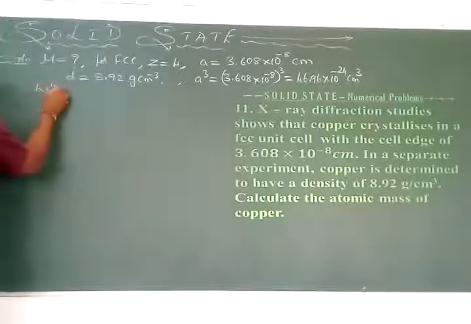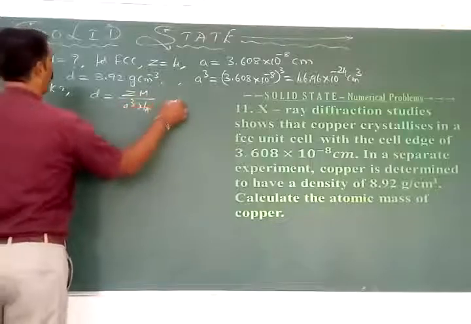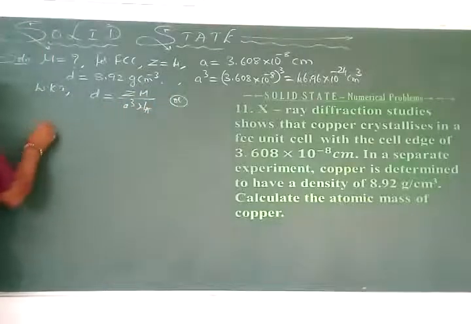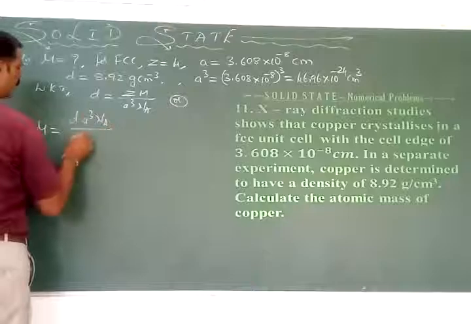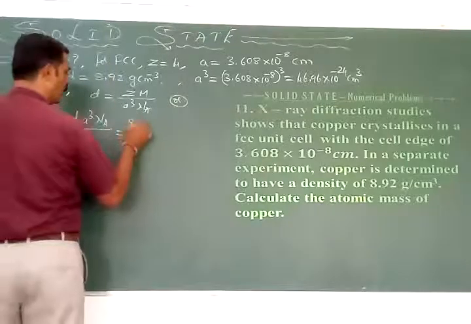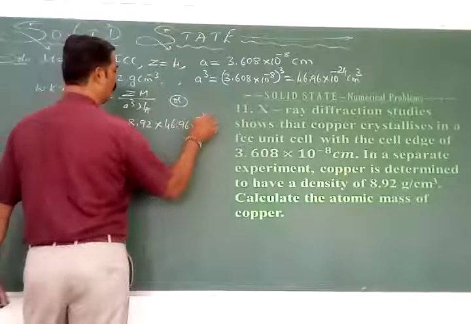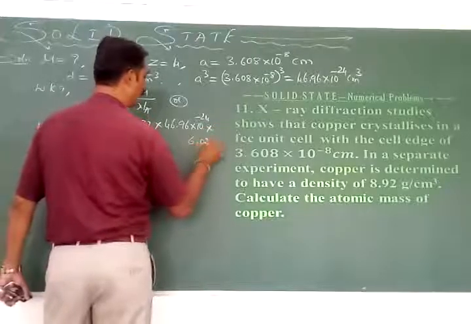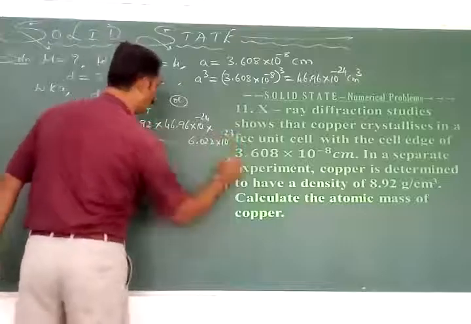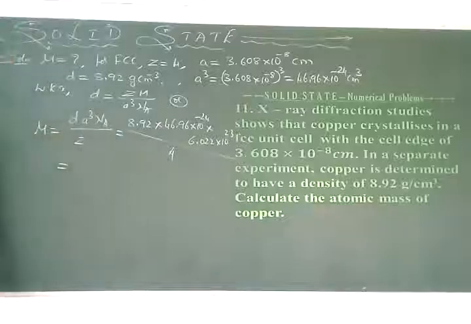So we know the formula: D is equal to Z M by A cube into Na. What I need is M, which is equal to D A cube Na divided by Z. D is 8.92 into A cube, 46.96 into 10 to the power of minus 24, into the Avogadro number, 6.022 into 10 to the power of 23. All these in the numerator. Z is just 4. Upon simplification, I will get the answer as 63.1.